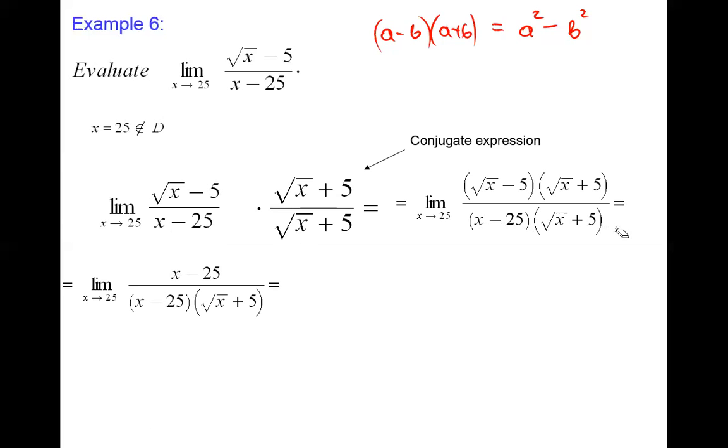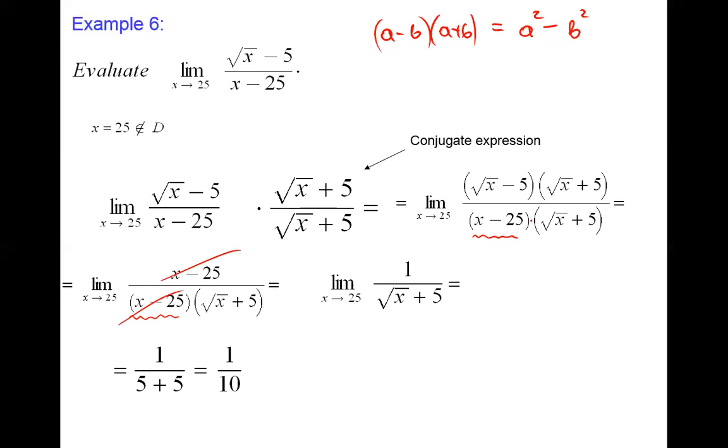And in the denominator, I will not distribute, because I know that x minus 25 is my 0. If I distribute, I will lose that 0. I will spread it out, and I can't. I have to keep it together. Okay, and now I see the 0 is gone, x minus 25 over x minus 25. And now I can substitute 25. 5 plus 5, then 1 over 10. That means please make sure that you use the conjugate expression for simplifying root expressions.